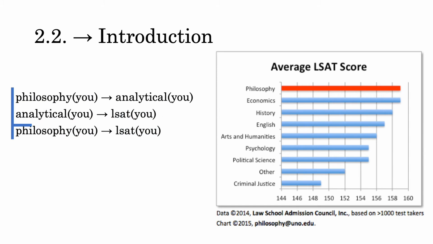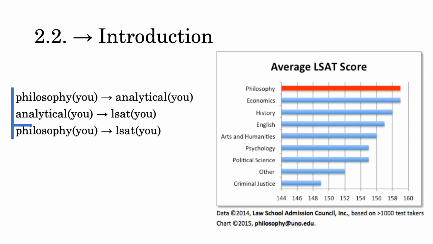So let's begin by setting up our translation key. We'll represent "you major in philosophy" as philosophy(U). We'll represent "your analytical skills improve" as analytical(U). And we'll represent "you rock the LSAT," or "you're likelier to rock the LSAT," as LSAT(U).